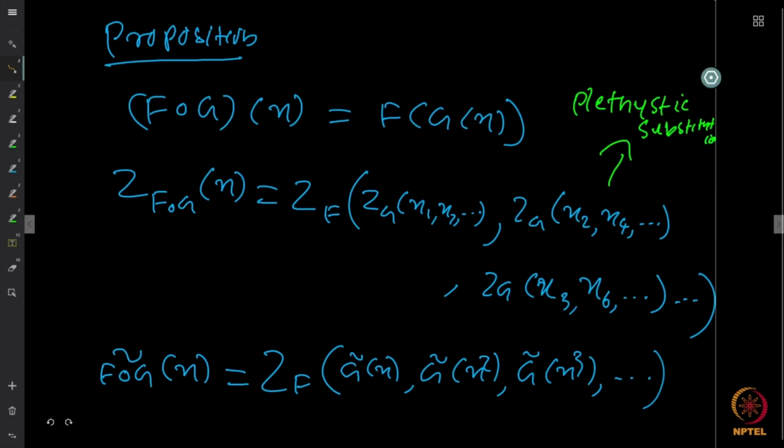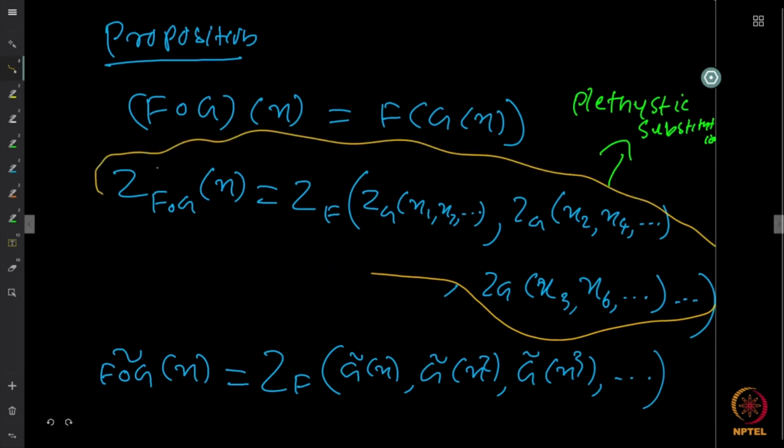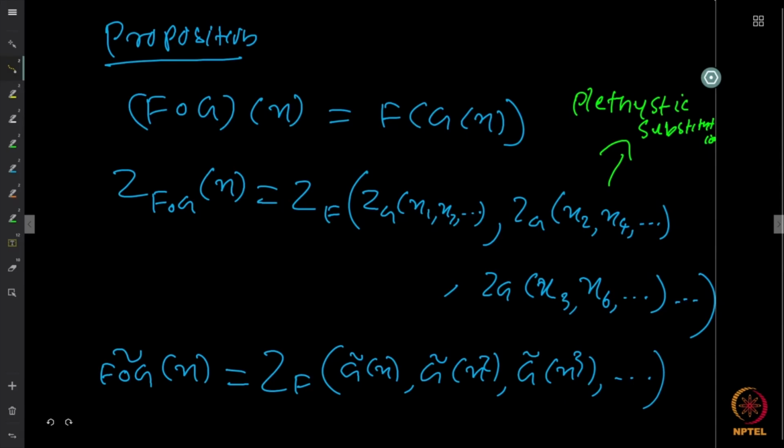On the other hand, the cycle index series is obtained as follows. Z of f composition g of x is Z_f of, now, we know that Z_f is Z_f of x1, x2, x3, etc. For each of these, we are going to substitute as follows. x1 is substituted with Z_g of x1, x2, etc., that is the cycle index series for G. Then x2 is substituted by Z_g of x2, x4, x6, etc. Then x3 is substituted with Z_g of x3, x6, x9, etc. Similarly, you do this for each of the xi's.